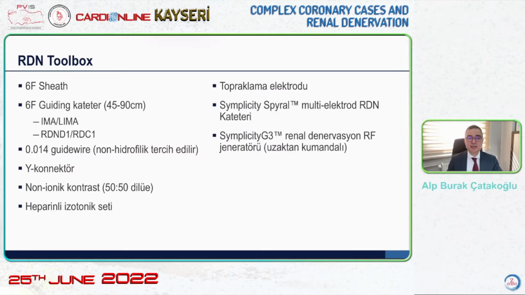So we are thinking of RDN. What should we have in our toolbox? What should we have in the laboratory? For transcatheter access, we need a 6 French sheath and a 6 French guiding catheter. The guiding catheter can be 45 to 90 centimeters. We use a 0.14 guide wire, and a hydrophilic one is preferred, as atraumatic. We use a Y connector, standard percutaneous procedure, ionic contrast, and the isotonic saline set should contain heparin. This is what we need technically: a spiral multi-electrode RDN catheter, and for radiofrequency we need a generator; the Symplicity G3 model is used.